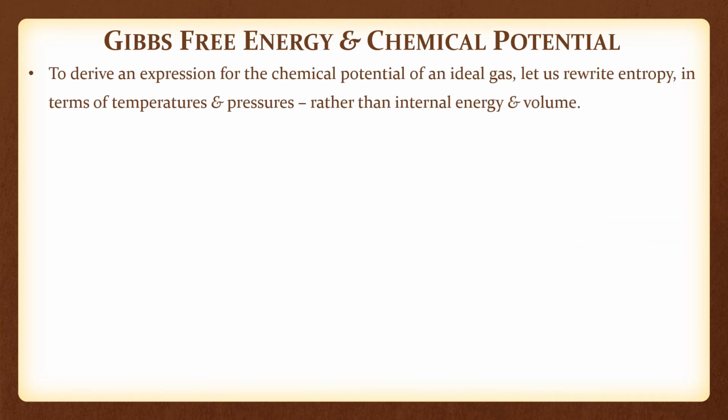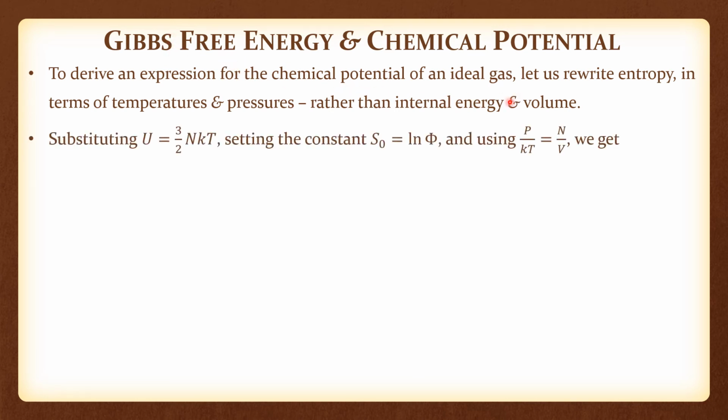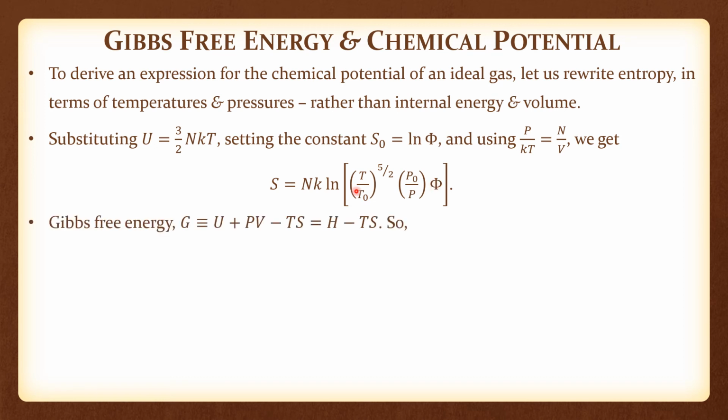Now the next one is Gibbs free energy and chemical potential. To obtain the chemical potential for an ideal gas, we will rewrite entropy in terms of temperature and pressure rather than internal energy and volume, because we need to get Gibbs free energy also. Substituting U is 3 by 2 nkT, and letting the constant S naught be some ln of some arbitrary constant phi, and using P by kT is n by V, we get a much simpler expression where that n times S naught has been taken into this logarithm itself. So it's just a constant, so this is much easier to manipulate.